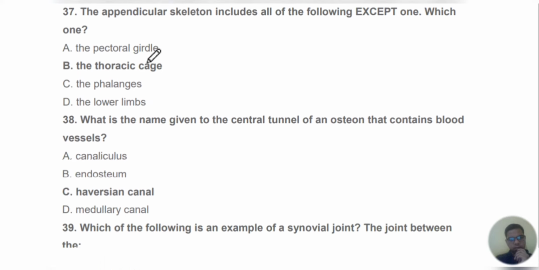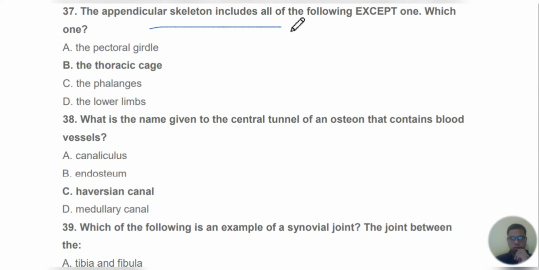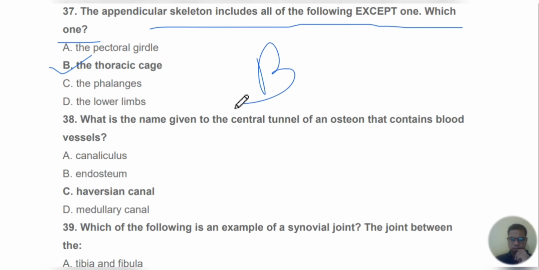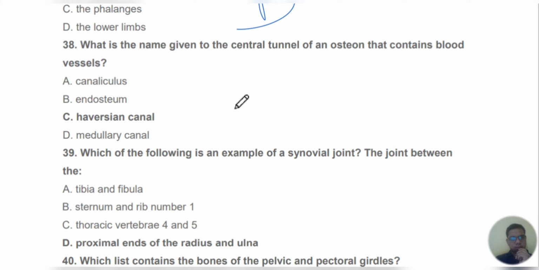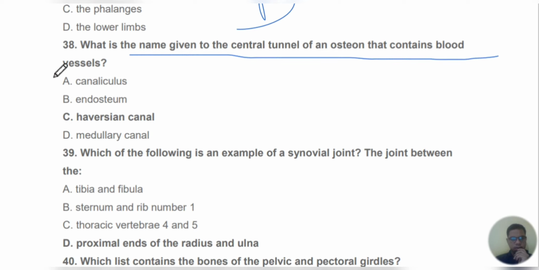Okay, next is 37 question number, the appendicular skeleton include all except one, which one, the answer is B, thoracic cage. Next is 38 question number, what is the name given to central tunnel of an osteon that contain blood vessel, the answer is C, Haversian canal.